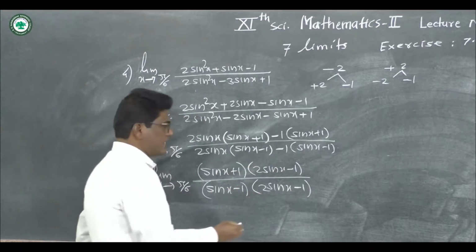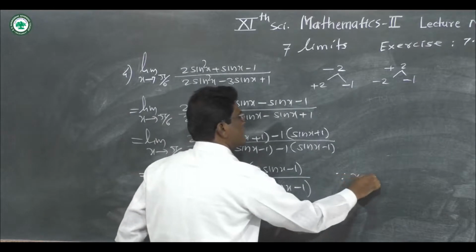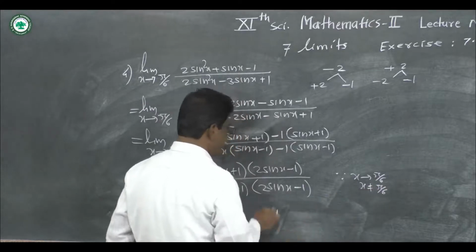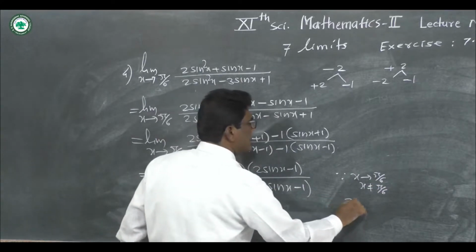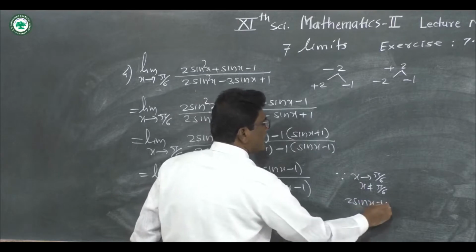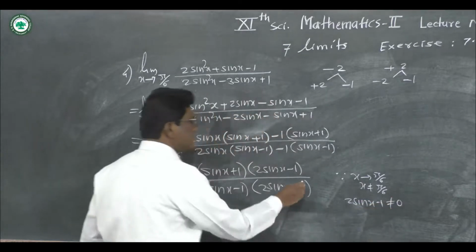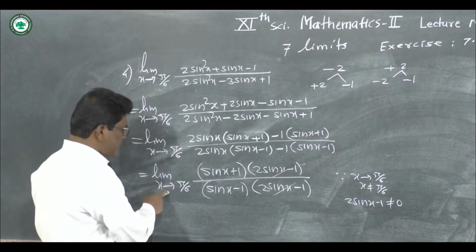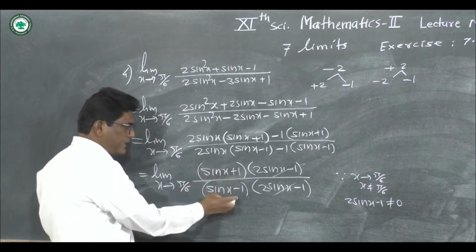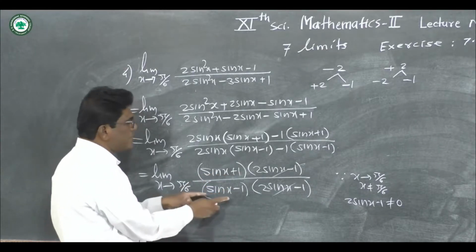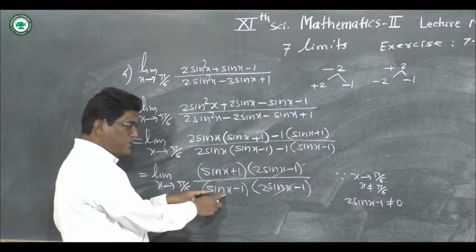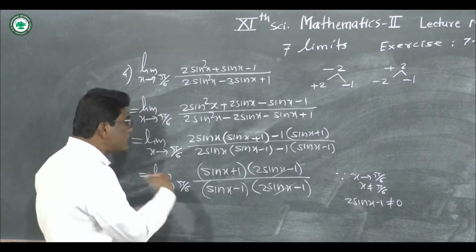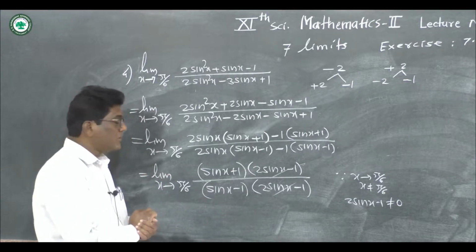But what is the reason? Since x tends to pi by 6 means x is not equal to pi by 6, we can cancel this. Then write directly here 2 times sin x minus 1 not equal to 0, and then we cancel this common factor. Now the limit as x tends to pi by 6 of sin x plus 1 divided by sin x minus 1. When we put x as pi by 6, sin of pi by 6 minus 1 is not 0, and therefore we put directly x as pi by 6. Why is it not 0?